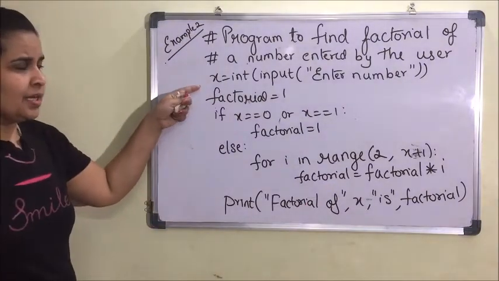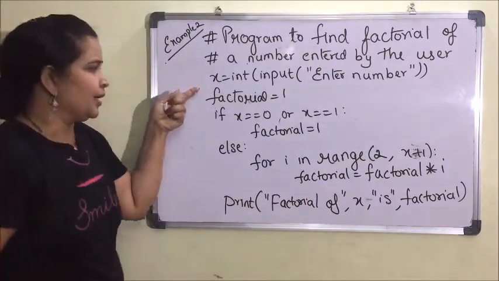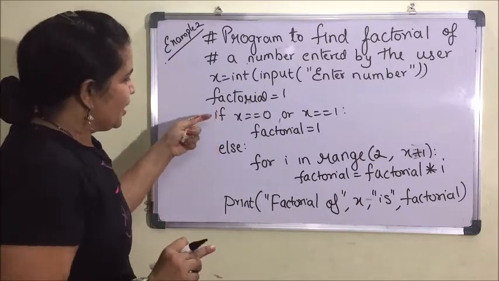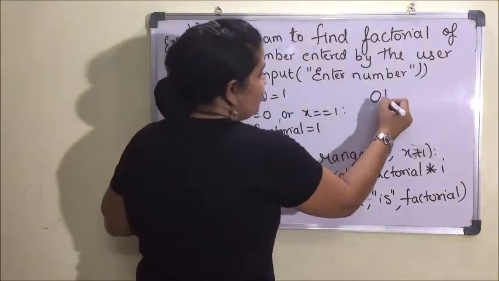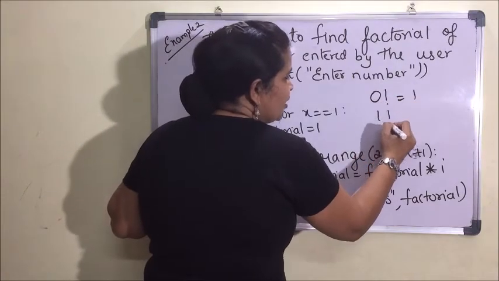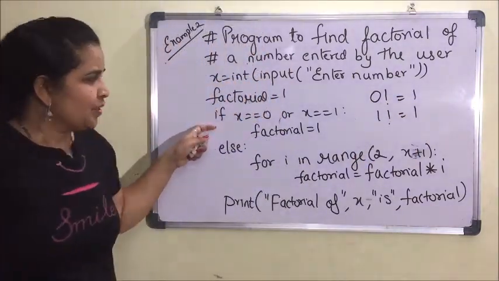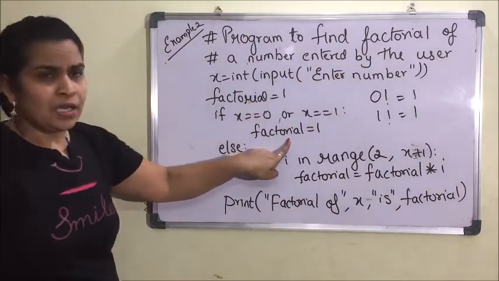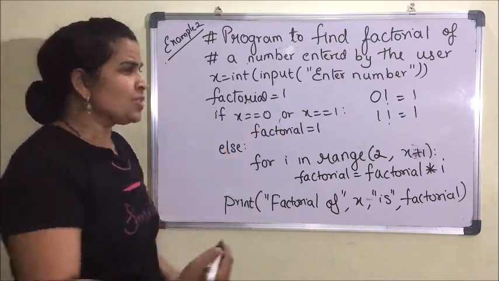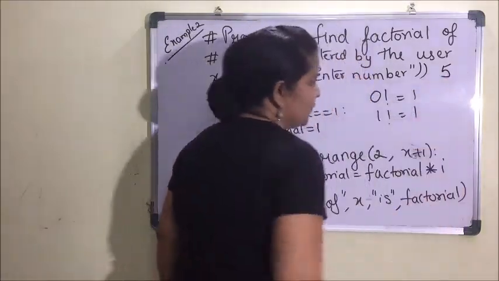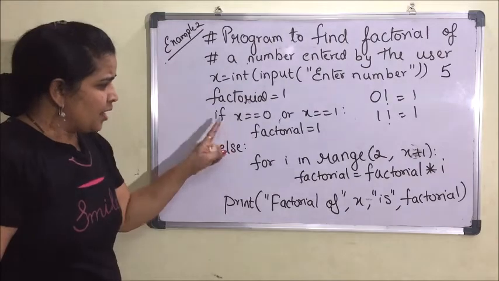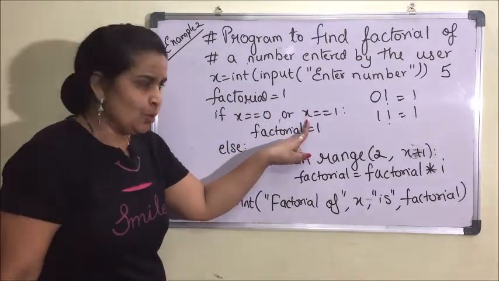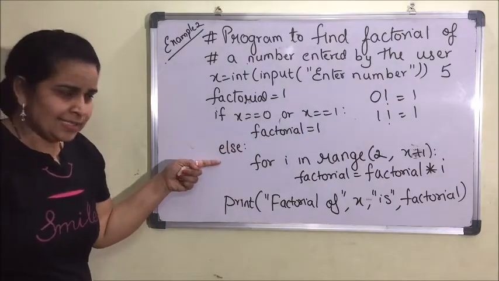So X contains the number whose factorial is to be calculated. Initially, we assume that factorial is 1. Now, factorial of 0 is 1 and factorial of 1 is also 1. So, if we have entered number 0 or 1, its factorial will be 1 only. Otherwise, suppose I have entered 5. Is X equal to 0? No. Is X equal to 1? No. It will come here in else.